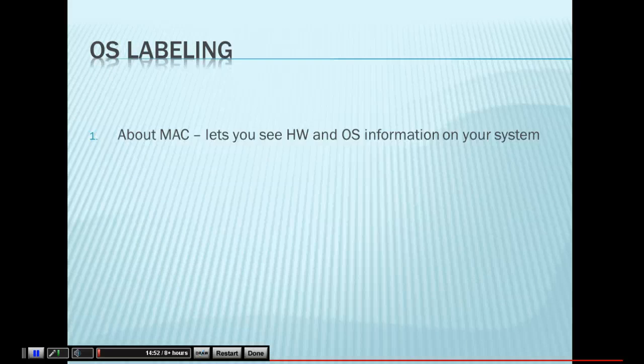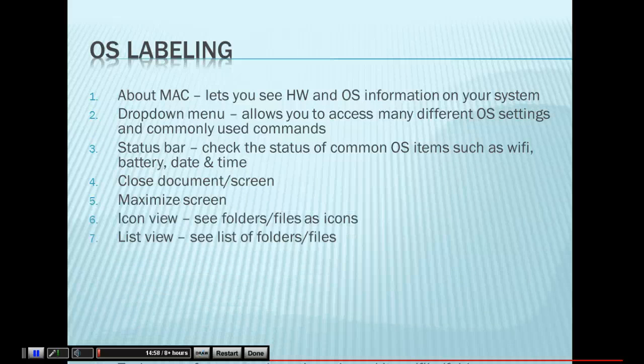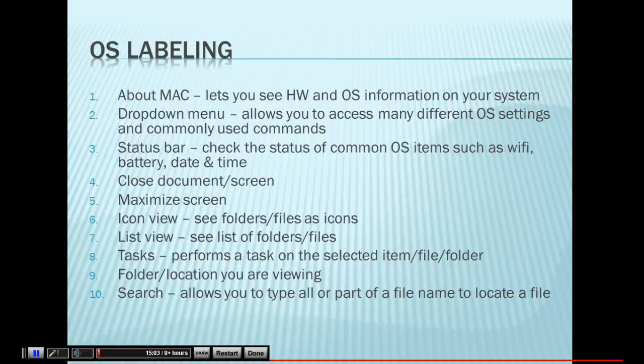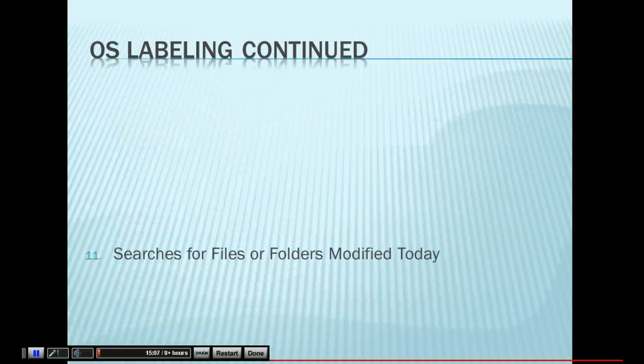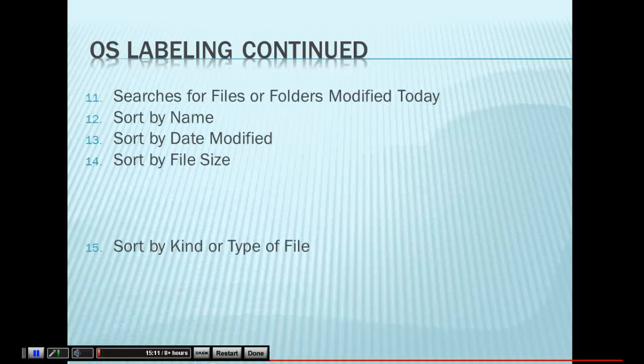Now, here are the basic descriptions in written form. I read those to you as I was pointing to them on the screen, but here is the list of exactly what each icon or what each item does that I expect you to be able to tell me about for the operating system label portion of the test.